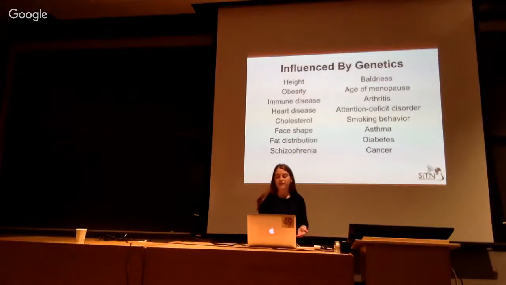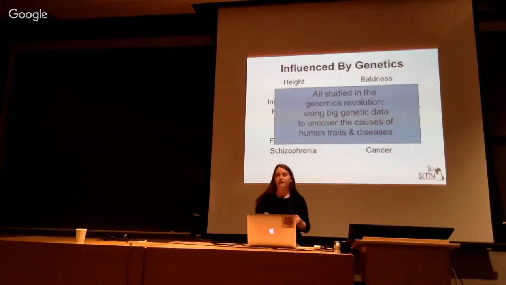And even more specifically, all of these things have been studied in the genomics revolution, which is just using big genetic data to uncover the causes of human traits and diseases. So using data collected across thousands of people or tens of thousands of people or even hundreds of thousands of people to study these traits and what causes them.